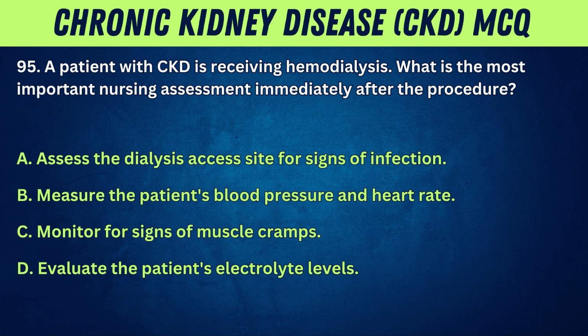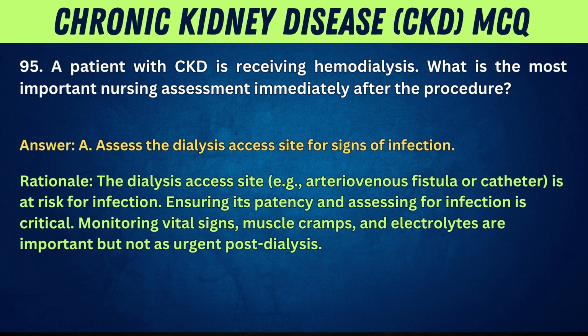B. Measure the patient's blood pressure and heart rate. C. Monitor for signs of muscle cramps. D. Evaluate the patient's electrolyte levels. Answer: A. Assess the dialysis access site for signs of infection.